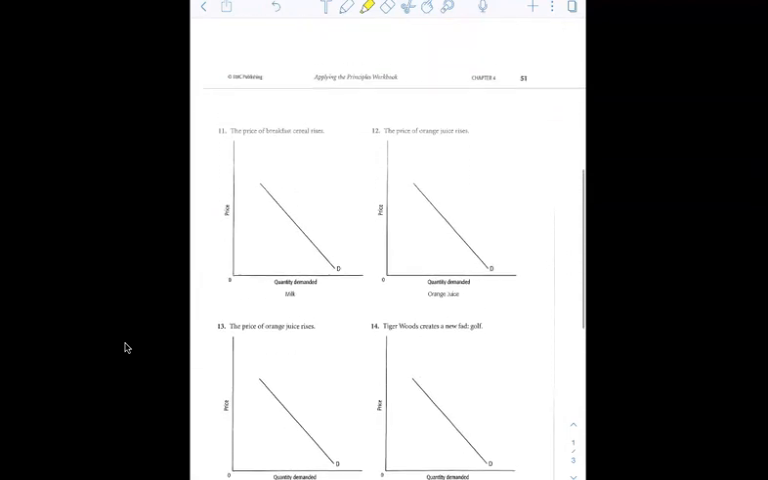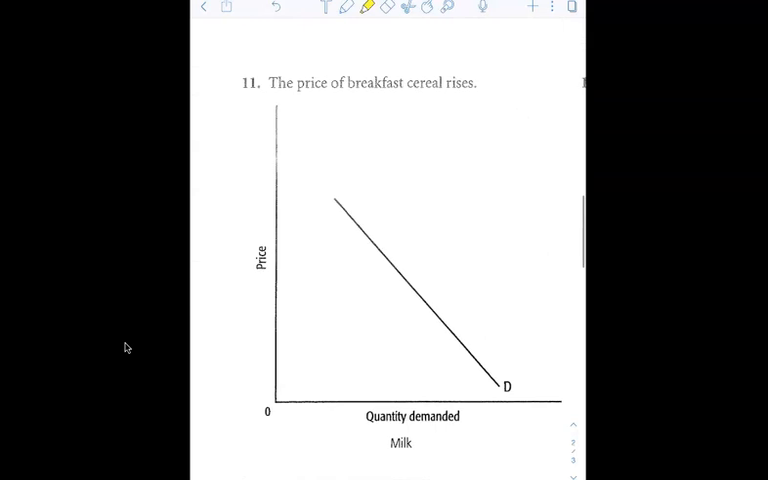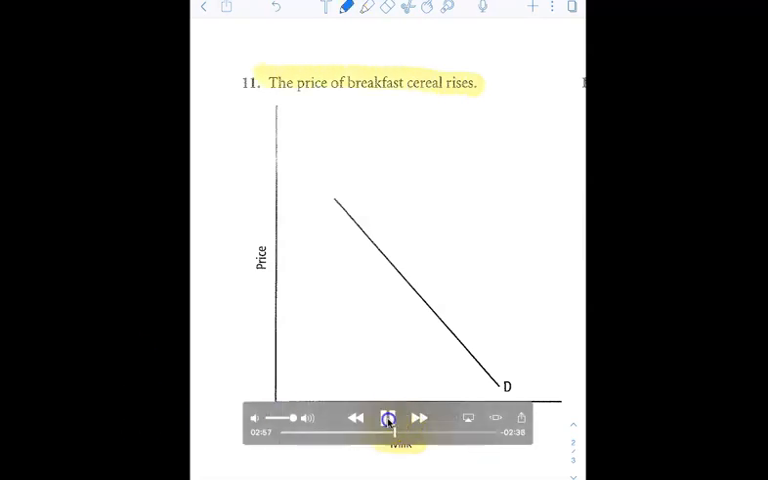All right, so this one we have number 11. The market is for milk and the price of breakfast cereal increases. Milk and cereal are nice complements to each other. So if the price of one goes up, the demand for the other is going to go down.